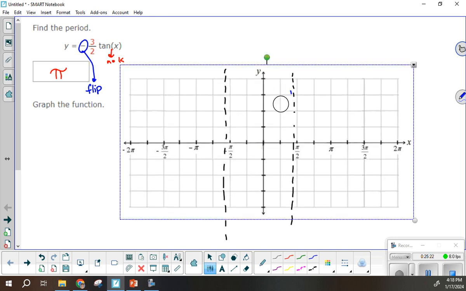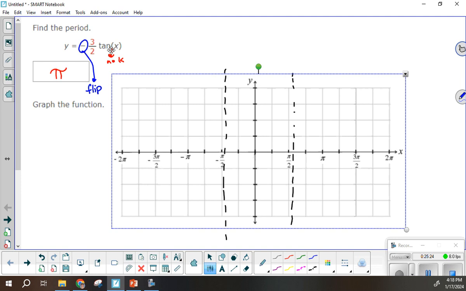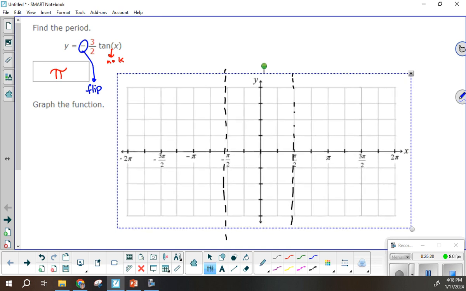And we have these asymptotes. So now, if we're flipping, I'm doing this. Instead of tangent starting at 0, 0, right tail up, left tail down, I flipped it. Left tail's up, right tail's down.